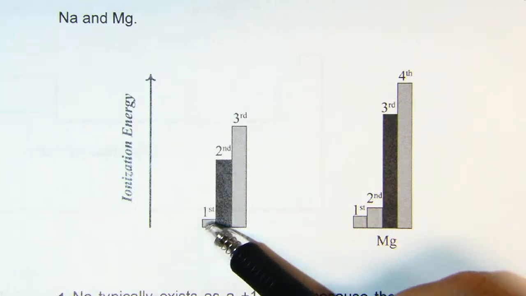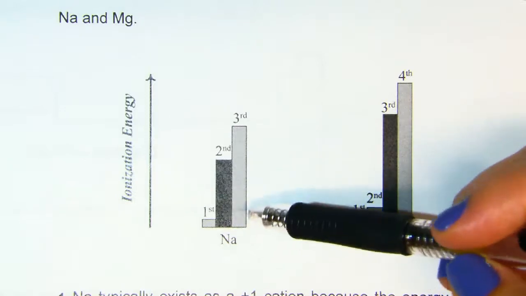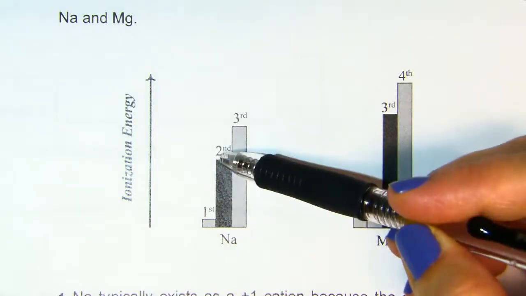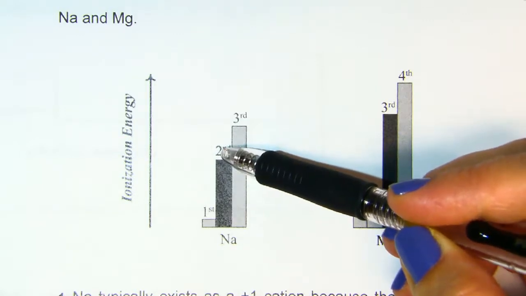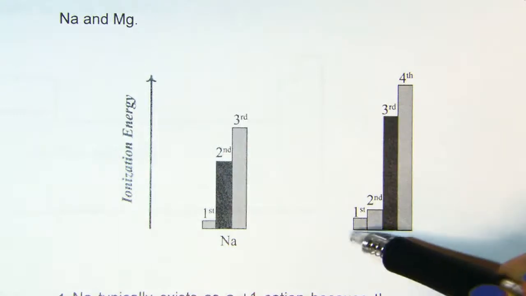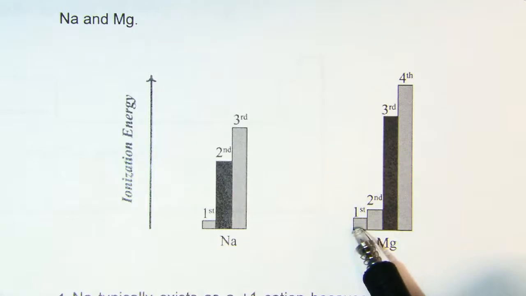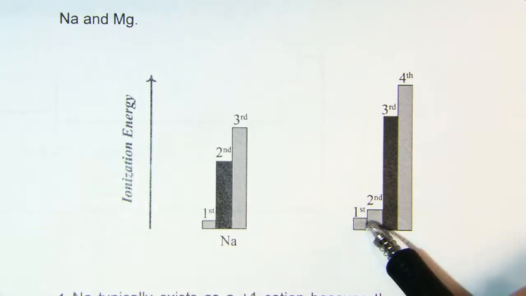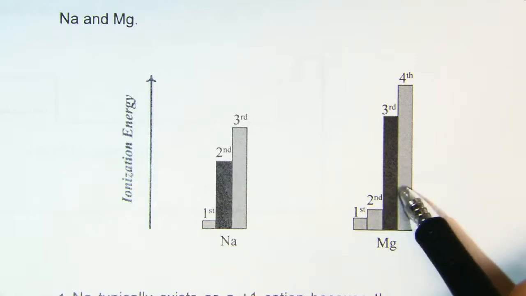Since Na+ is isoelectronic with neon, the energy required to make Na2+, the second ionization energy, is way higher. So the +2 and +3 cations are rarely observed. Magnesium typically exists as a +2 cation because the energy required to convert to Mg+ and Mg2+ is relatively small. Since Mg2+ is isoelectronic with neon, the energy required to turn it into an Mg3+ is much higher, so the +3 and +4 cations are rarely observed.